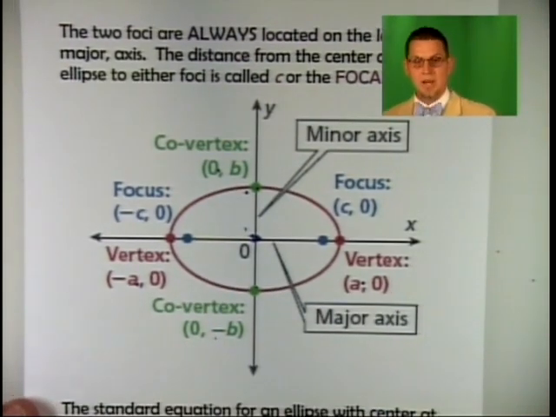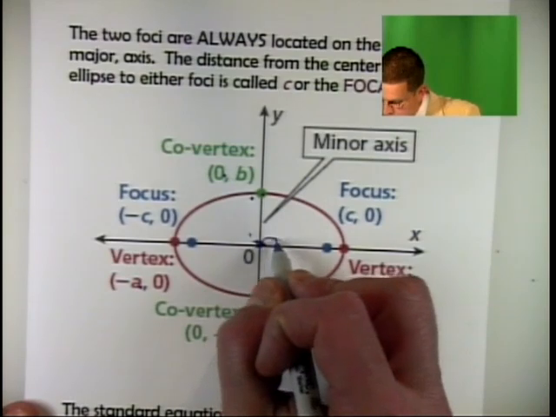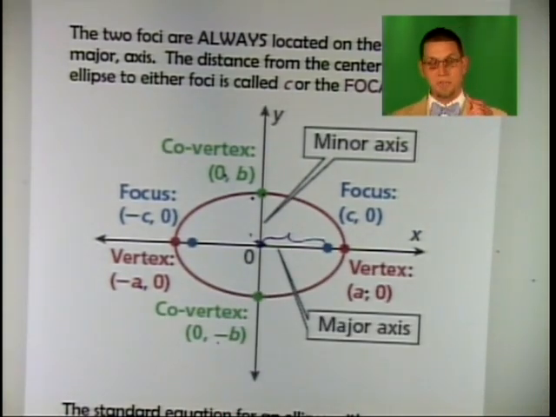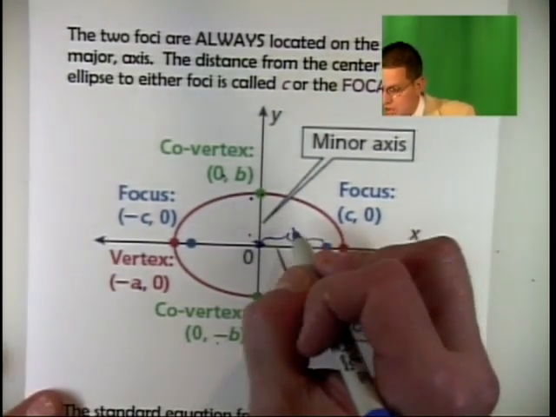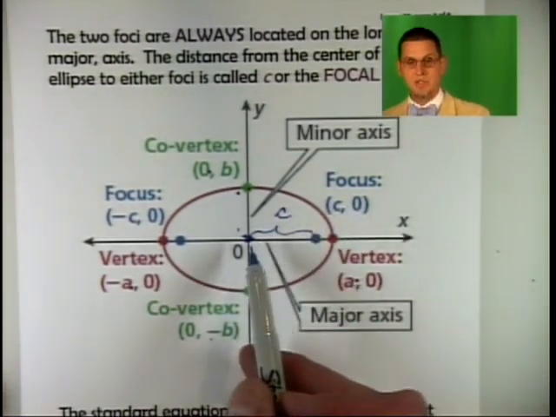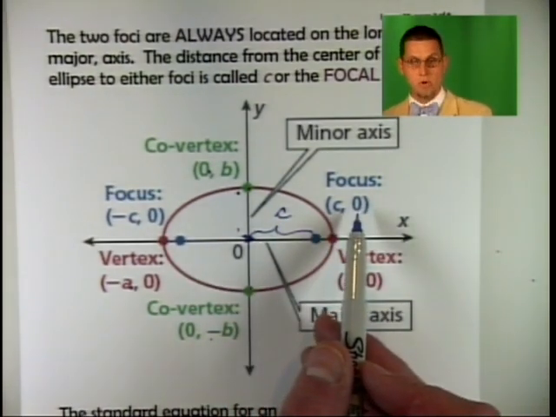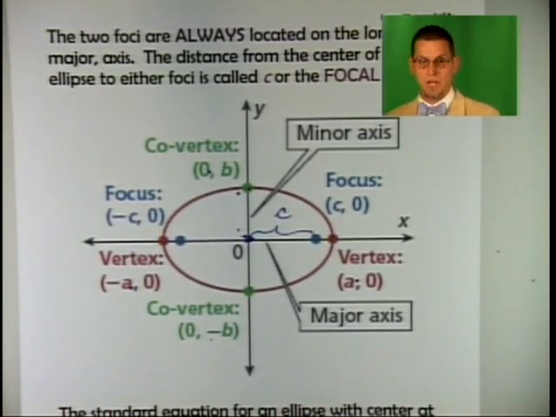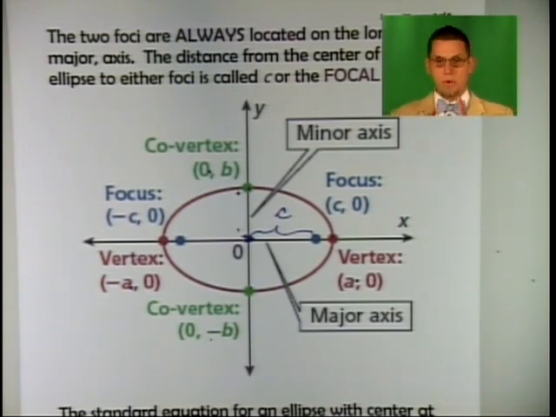Those are the co-vertices. Now, the focal distance, or the focal length, is going to be the distance from the center to either of the 2 foci, and we usually use the letter c for the focal length. Therefore, the focus in this case would be right c units and up 0. So one focus is at (c, 0) and the other one's at (-c, 0). So there's the anatomy in color now of an ellipse. a is the semi-major axis, b is the semi-minor axis, c is the focal length, and it's always on the same axis as the major or longer axis. Got it?